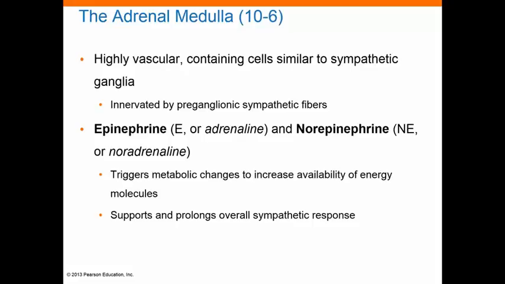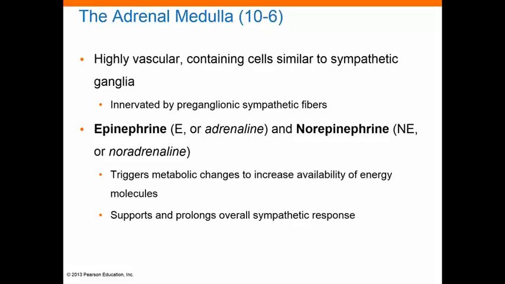The adrenal medulla is pale gray or pink due to the many blood vessels within it. It contains large, rounded cells similar to those found in other sympathetic ganglia, and these cells are innervated by preganglionic sympathetic fibers. Therefore, the secretory activities of the adrenal medulla are controlled by the sympathetic division of the autonomic nervous system.